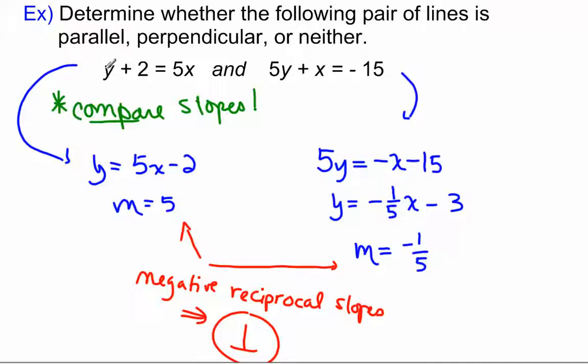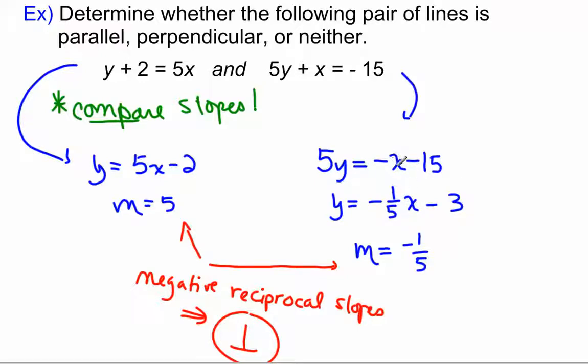You solve for y, right? Get it in y equals mx plus b form. So I just have to subtract my 2. The slope for this first one is just going to be 5. Over here, a little bit more involved. We're going to have to subtract our x, and then divide through by 5. So we get negative 1/5 for our slope.